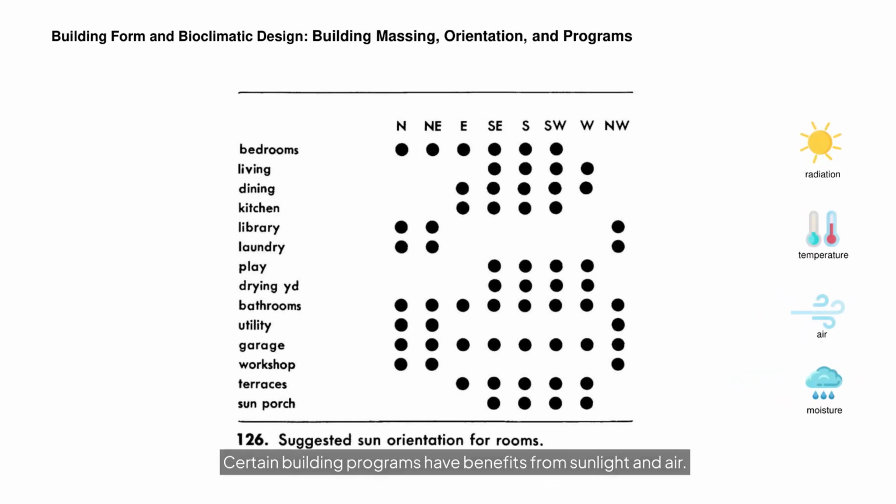Certain building programs benefit from sunlight and air. For example, library and workshop spaces perform better with north-facing windows that bring diffuse light in for reading and detailed tasks. Bedrooms should avoid facing western windows due to visual glare and heat buildup during sunset time. Kitchens should be located in areas where direct sunlight does not come deep inside, and operable windows are available for natural ventilation to remove cooking odors and moisture.